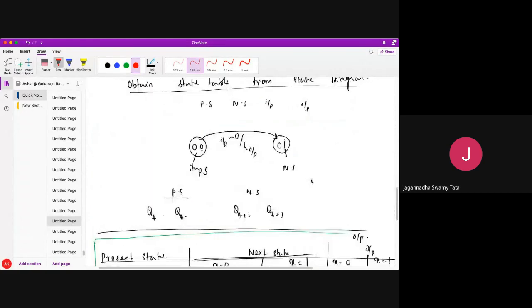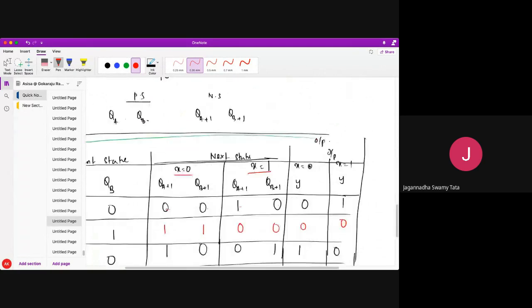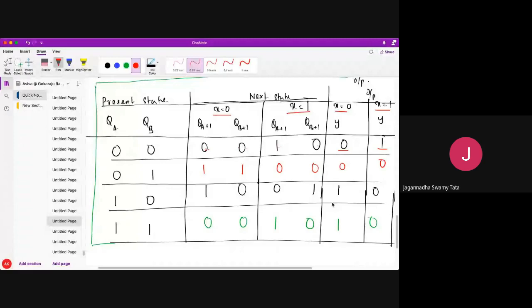If input is 0, what is my output? 0. If input is 1, what is my output? 1. So I have written that one. Input is 0, my output is 0. Input is 1, my output is 1. That only. Parvez, did you understand? Yes, sir. Okay, like this, all the four states I have just derived in the state table. Any doubt anybody has?